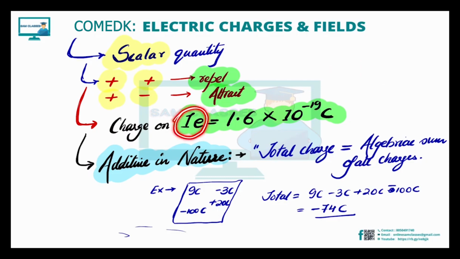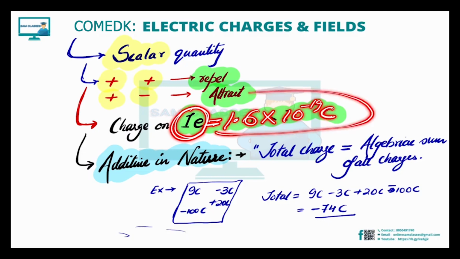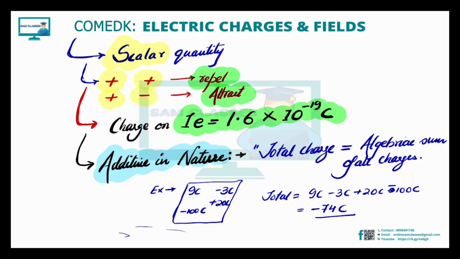Now what is the charge on a single electron? For one electron, that is equal to 1.6 into 10 power minus 19 coulomb of charge. So this much charge an electron contains. Okay. Now, charges are additive in nature. So what do you mean by that?